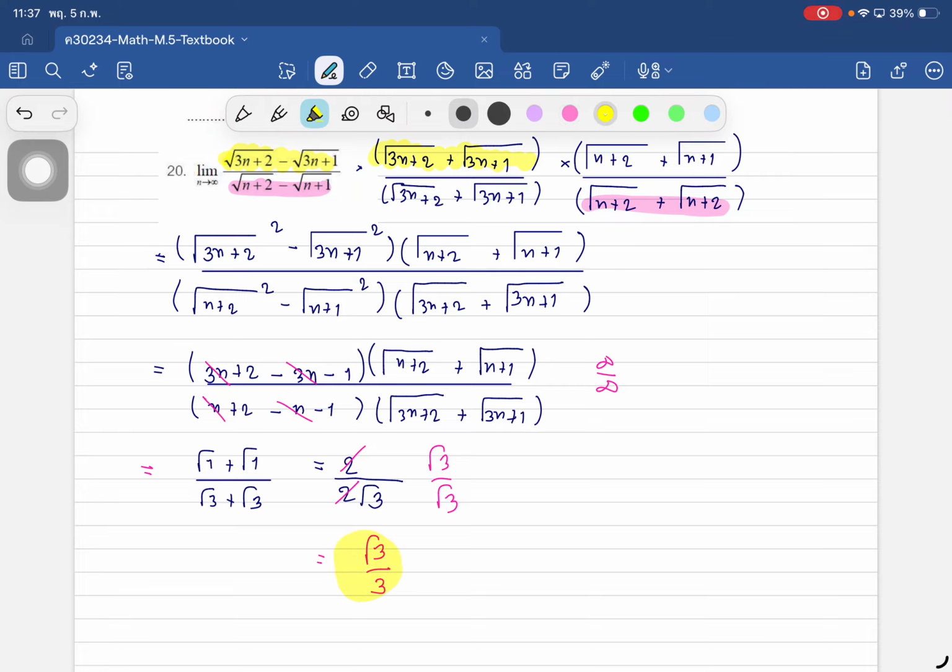Alright, teacher will show you another example of telescoping, just in case that you see this one in the exam, then you will know how to do. Maybe not my exam, maybe the other exam.